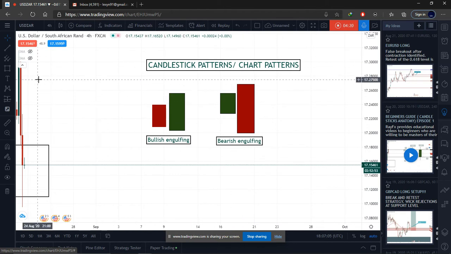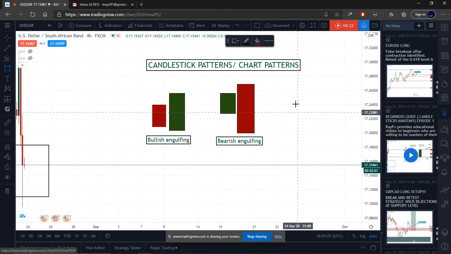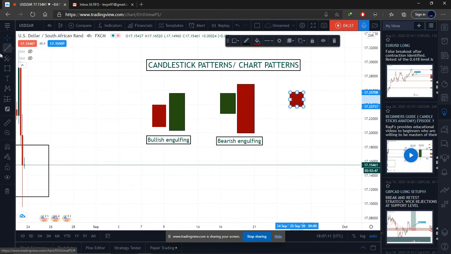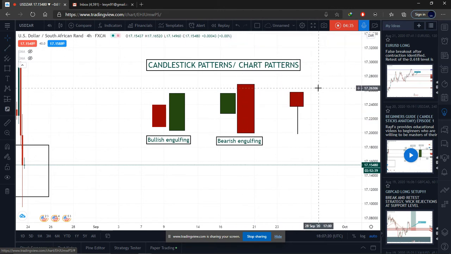Another one that we look at is the pin bar. In the pin bar, we have two formations. You either have it this way.